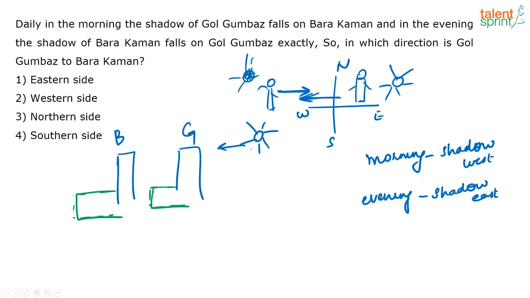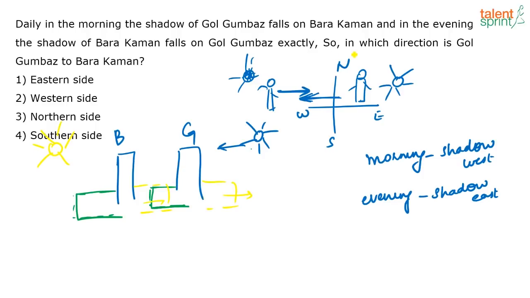And in the evening, what happens? See, in the evening, remember that the sun is in this direction. The sun is going to be here. So where will the shadow of this one be? It's going to be in this direction. The shadow of this one is going to be in this direction, that is towards the east. Yes. So they also said that in the evening, the shadow of Bara Kaman falls on Gol Gamas. So definitely this is the place where both the buildings are, respectively. This is B. This is G.